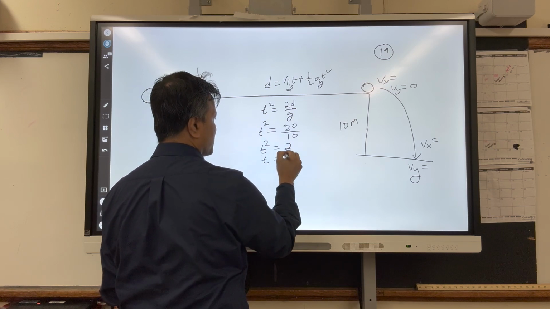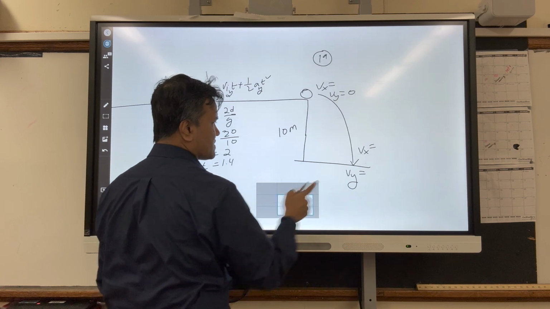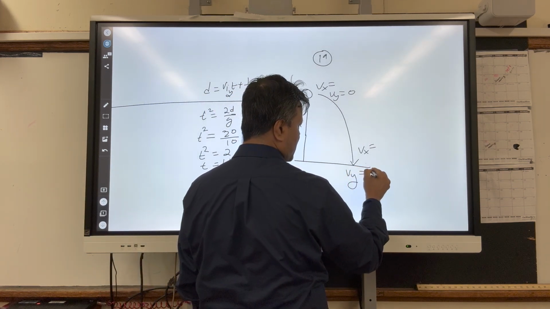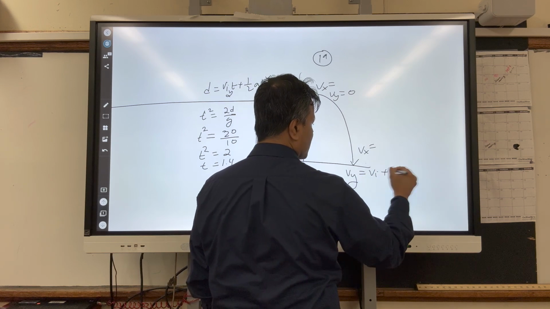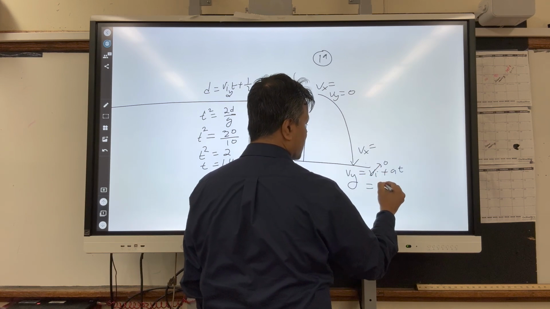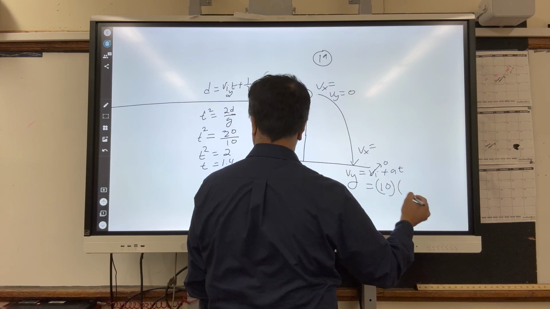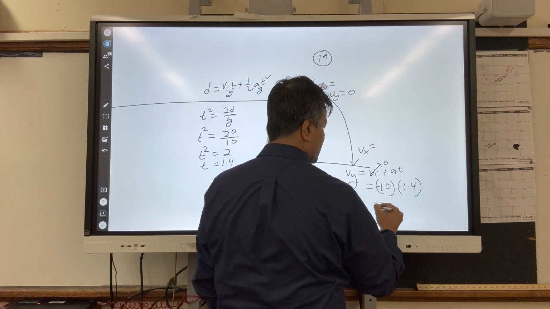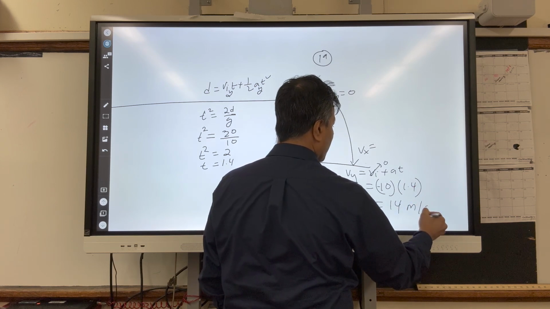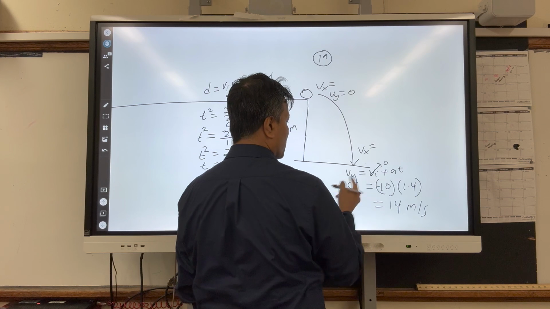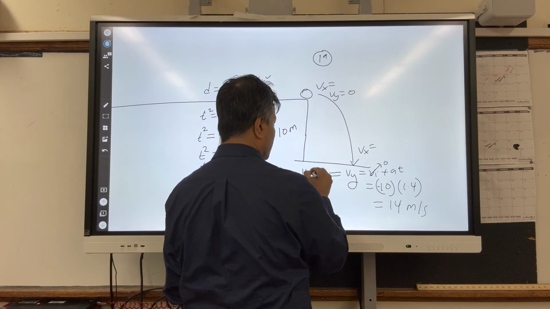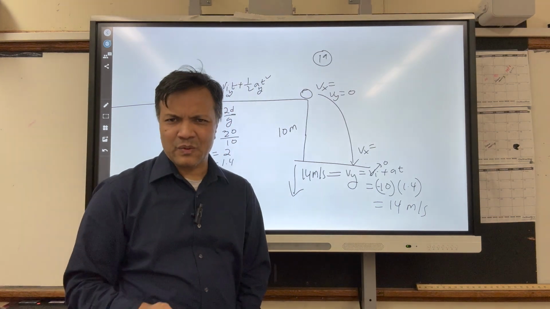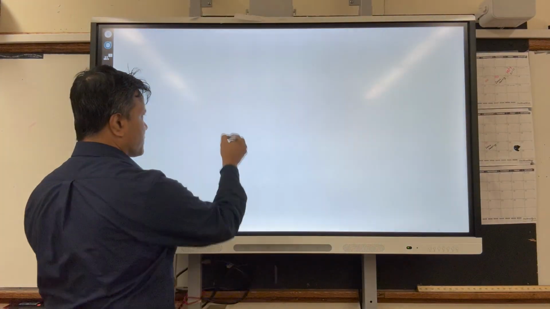So t squared is 2. So t is 1.4. So the velocity over here, Vy, is equal to Vi plus at. So Vi is 0. So negative 10 times 1.4. So it's 14 meter per second. So the magnitude of the velocity in the y direction right here is 14 meter per second, right? Very simple problem.